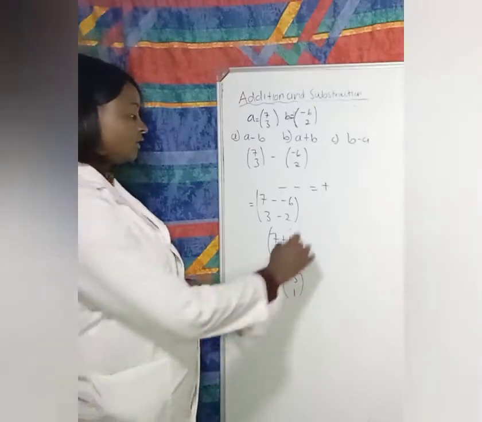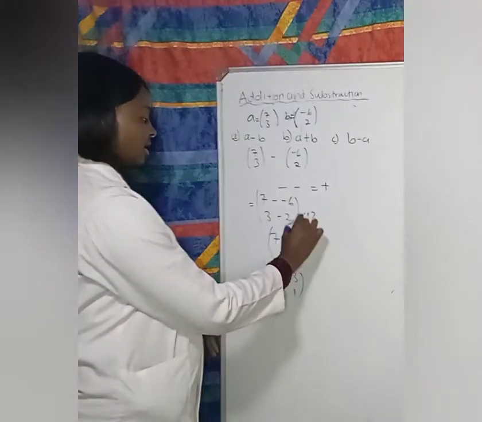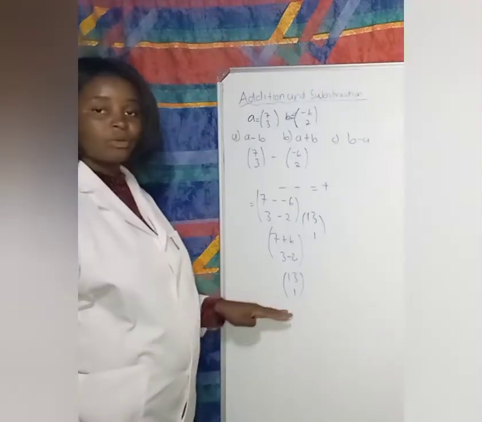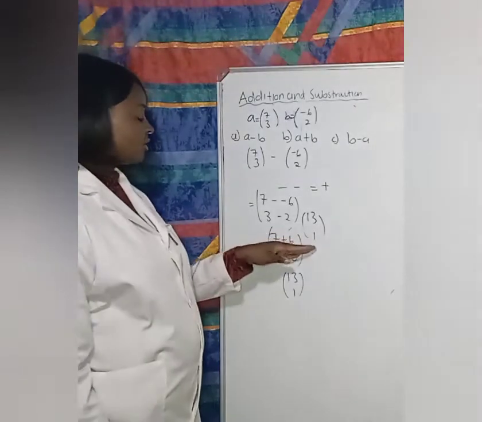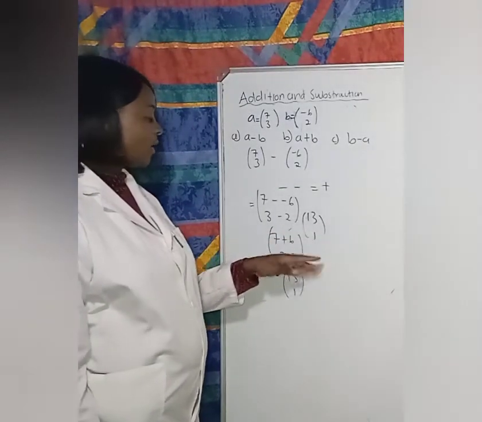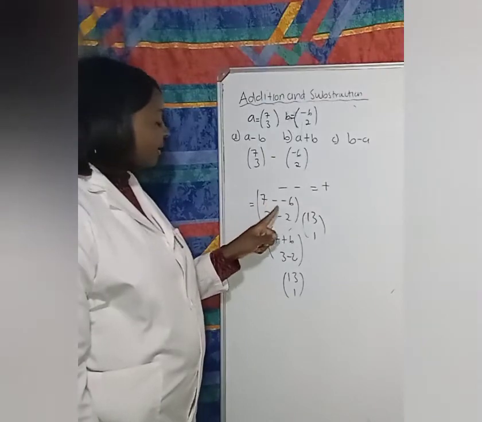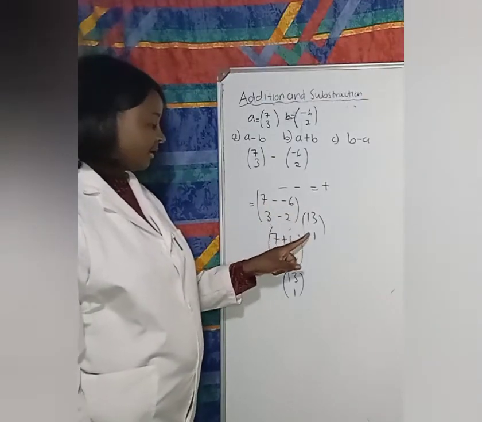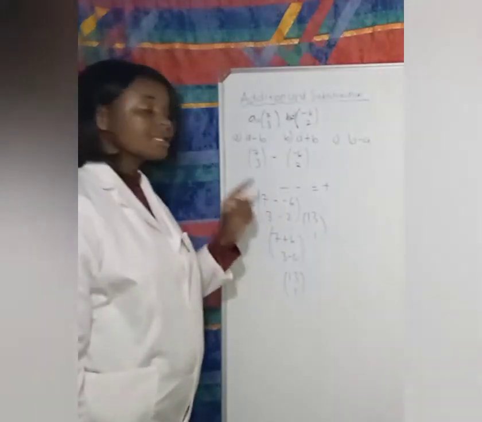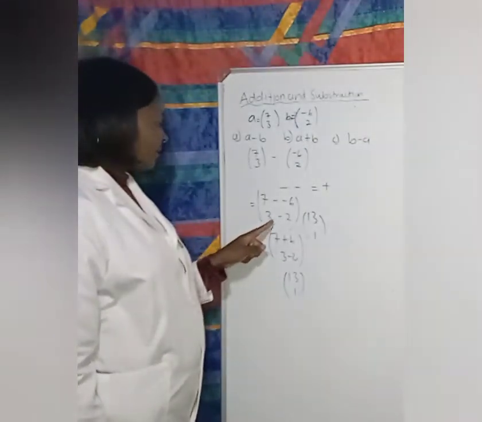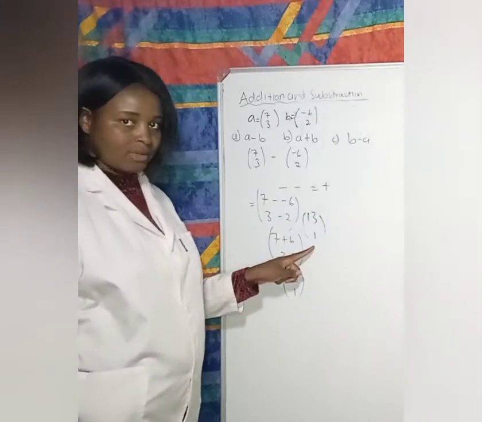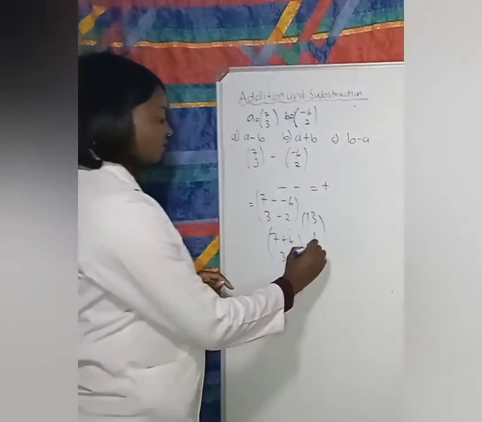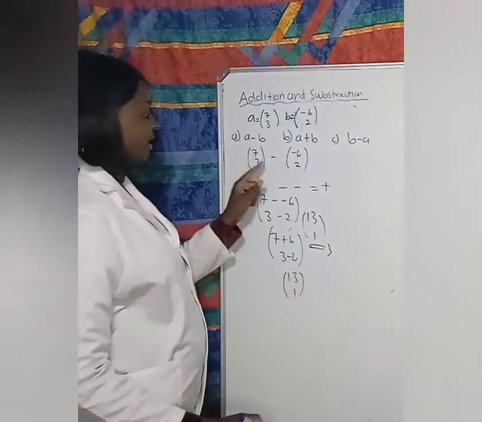Our final solution is (13, 1), just in case my video is not showing the bottom part. Why am I saying 13, 1? 7 minus -6 gives us a positive 13, because the minus and the minus give us a plus. 3 minus 2 is a 1. So that's our final solution for A minus B.